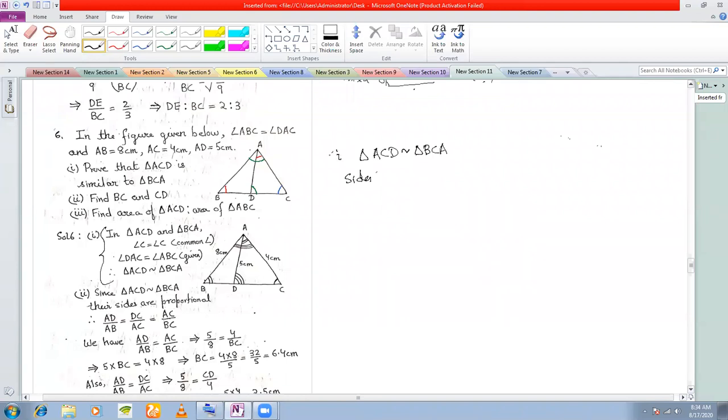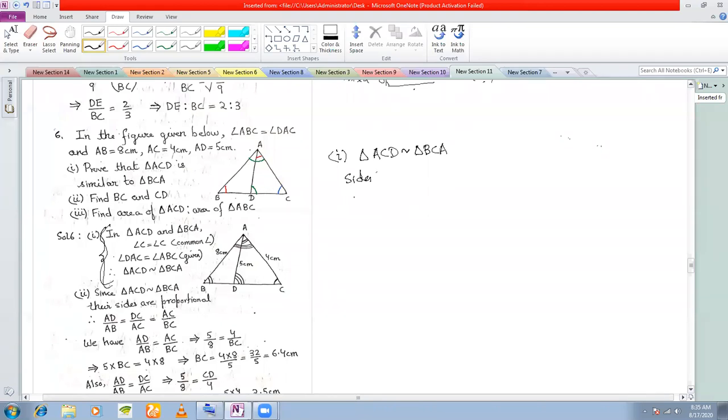The first part of the question we have done here. We have shown that two angles are equal. Which angles are equal? The blue angle, the common angle, and the red angles are given to be equal. So therefore, the two triangles are similar, and the green angles have to be equal, obviously. Let's see the next part of the question.